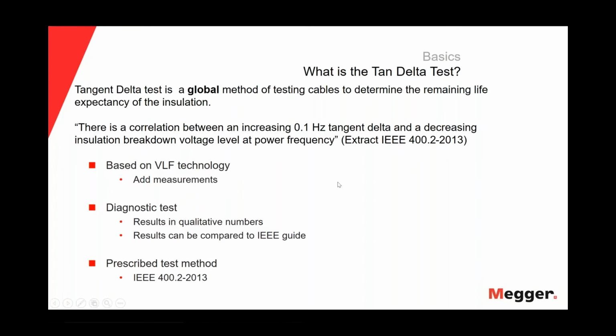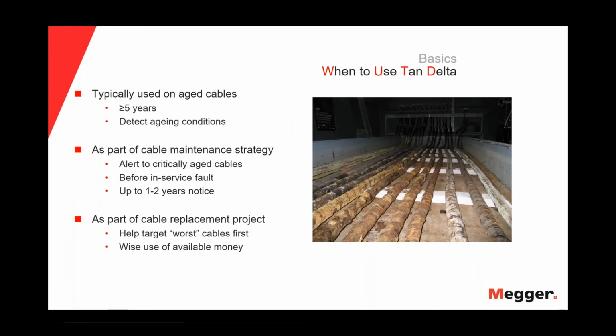So when to use the tan delta? Well, typically we will use the tan delta on aged cables, at least 5 years old. The idea is to detect the aging conditions in the insulation of the cable. We can use the tan delta as part of a cable maintenance strategy to alert critical aged cables before in-service faults, with up to 1 or 2 years notice.